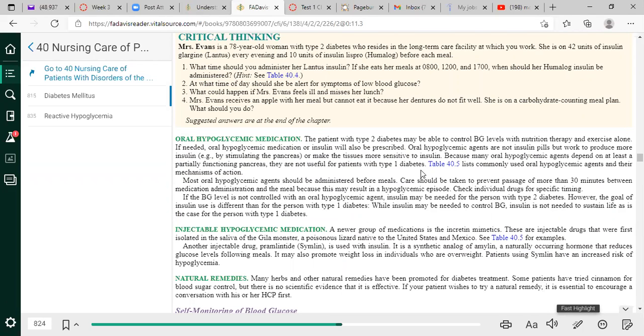Many oral hypoglycemic agents depend on at least a partially functioning pancreas. They are not useful for patients with type 1 diabetes. Type 1 diabetes will not receive oral hypoglycemic medications.